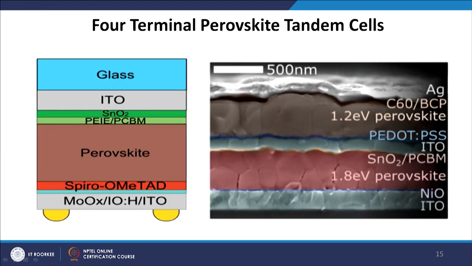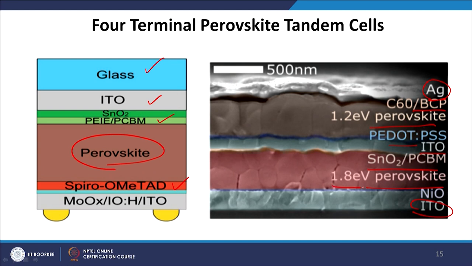Now, we look at a four terminal perovskite tandem cell. So, here, as I said, there is a glass layer and then this is the ITO layer, and then we put the perovskite, the active layer, between a PCBM layer which acts like an electron acceptor and also a spiro-OMeTAD layer, and finally, there is a MoOx coated ITO layer. So, if I take a cross sectional SEM image, the different layers are shown here: this is the perovskite and this is the SnO2 or PCBM layer, ITO, PEDOT:PSS, and then again we are using another perovskite with 1.2 electron volt and C60, BCP, with here gold, here silver, and here the ITO. So, basically we are using two different perovskites.